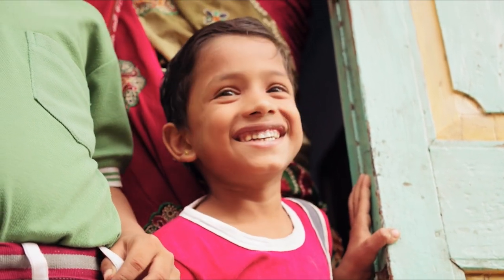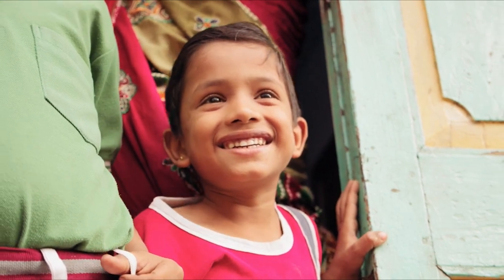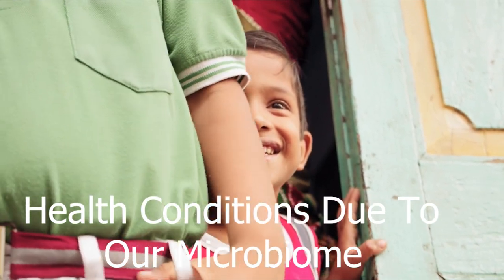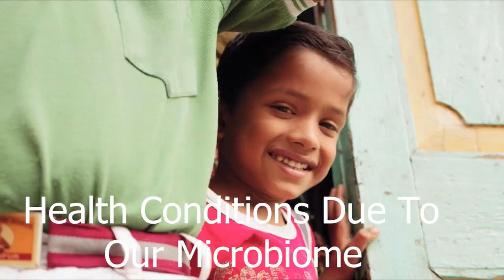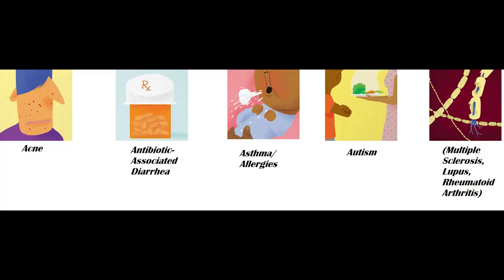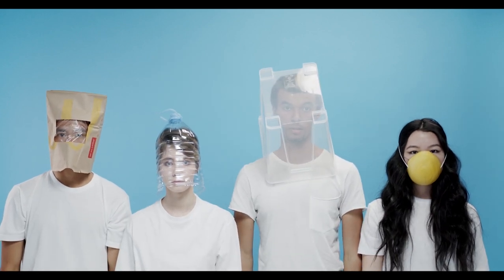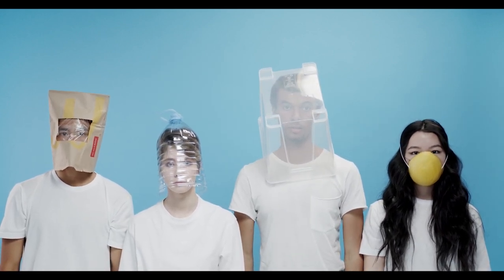Today we will look, for the second time in this part 2, at other health conditions that involve our microbiome. In the last video we learned about 5 health conditions that involve the role of our microbiomes. These were acne, antibiotic-associated diarrhea, asthma or allergies, autism, and autoimmune diseases. Today we will see other popular health conditions or diseases that occur due to an imbalance of microbes.